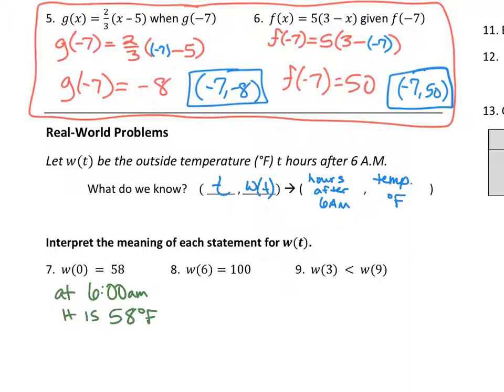Okay. How do I know that when I put a 0 right here, it's 6 a.m.? Because it's 0 hours after 6 a.m. Yeah, exactly. Our T is hours after 6 a.m. So if it's 0, what time is it? 6 a.m. No time has passed. It is 6 a.m. And the output is the temperature outside. So the output is the degrees Fahrenheit. So knowing that, what does the middle one tell us?